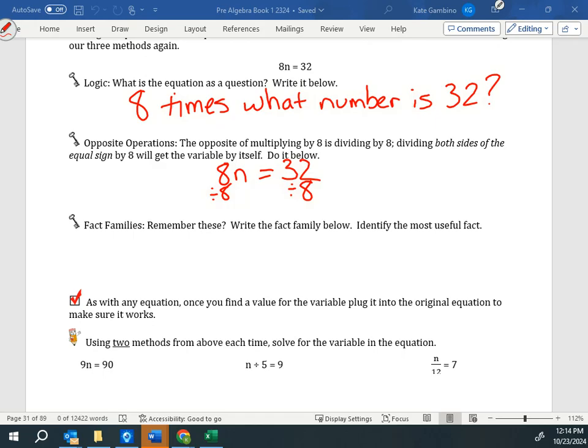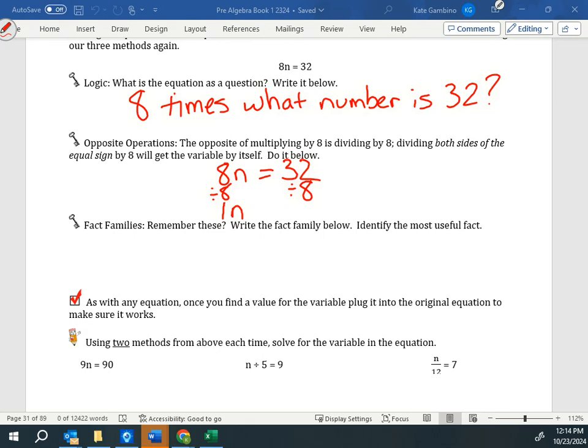So what is 8 divided by 8? Christina? 0. It is not 0. 1. So if we did 8 divided by 8 and we put a 1 there, what is 1 times any number? That number, right? So 1 times a number is just the number.